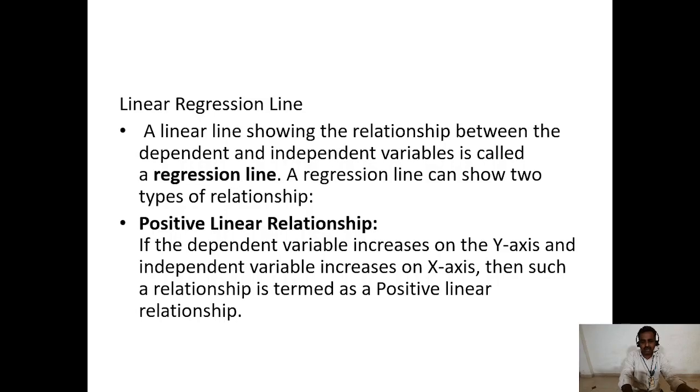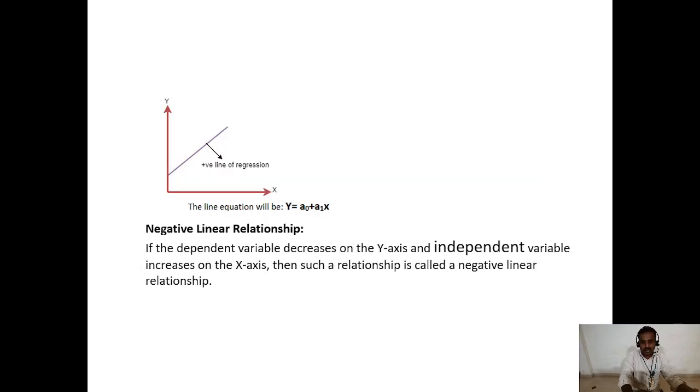Next, what is the negative linear relationship? If the dependent variable decreases on the y-axis and the independent variable increases on the x-axis, then such a relationship is called a negative linear relationship. Here you decrease along the y-axis, whereas you increase along the x-axis.